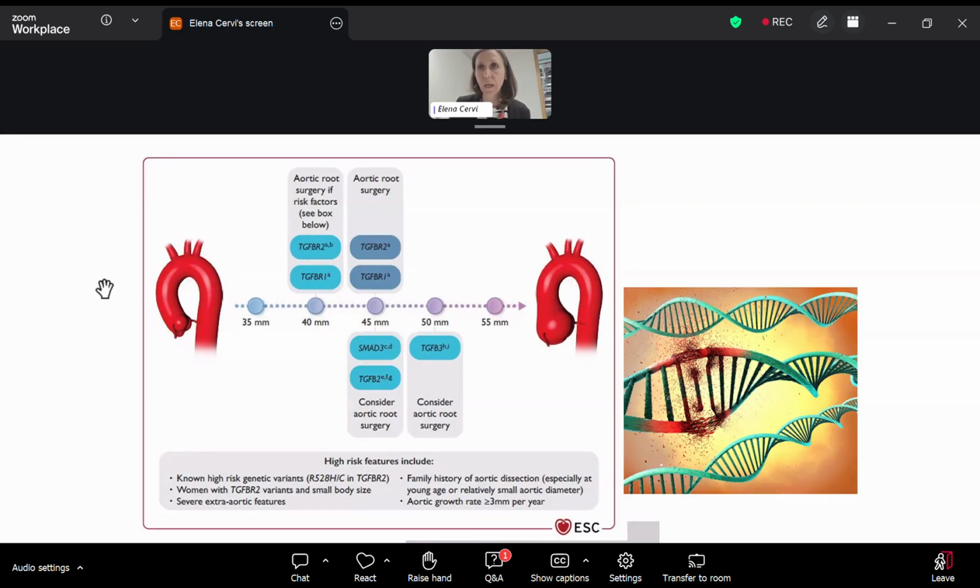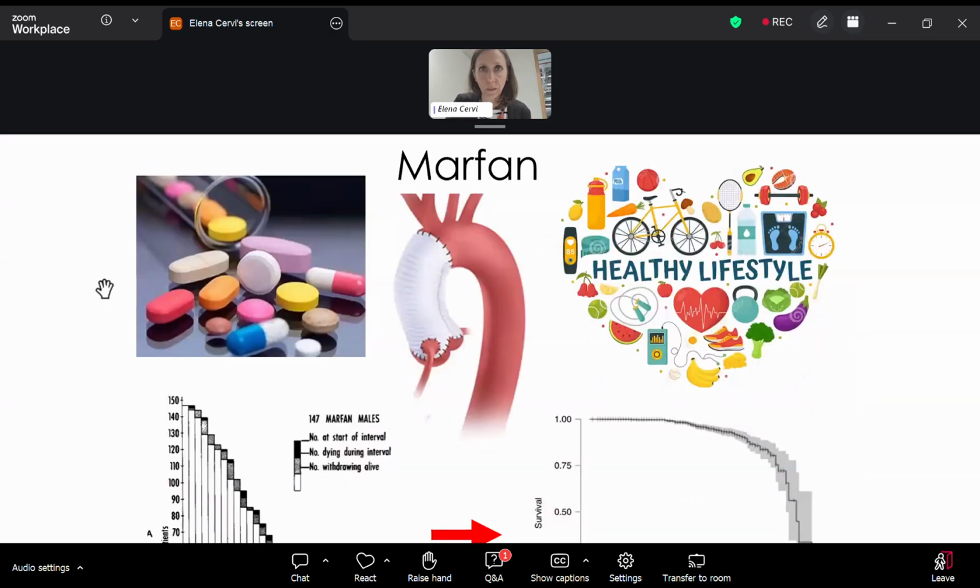So this is where all the work that has been done in the last 20, 30 years and the understanding about the genetic background has really given an advantage in terms of management and guidance for care. And this is where the difference is seen.